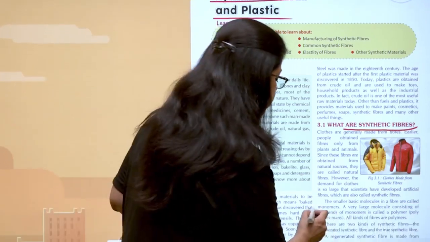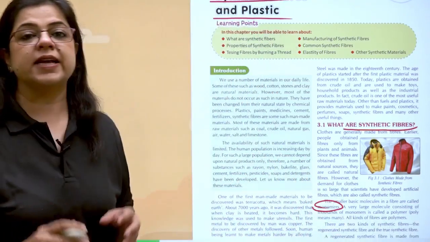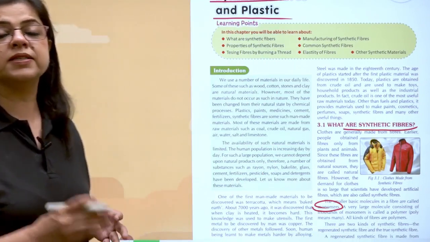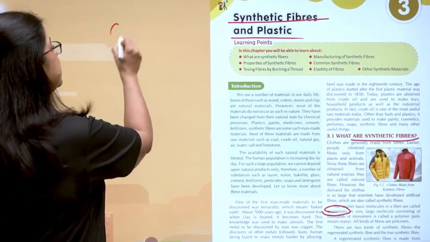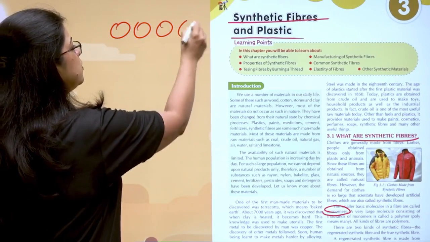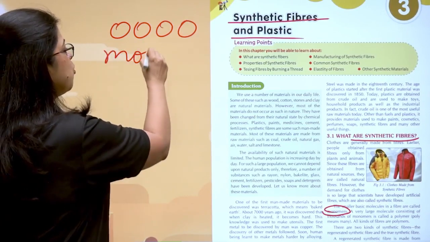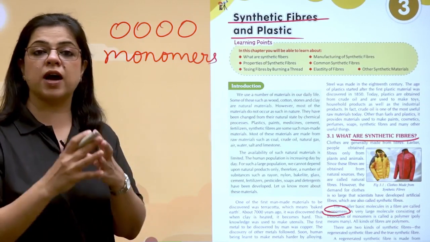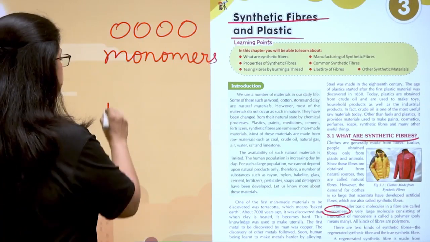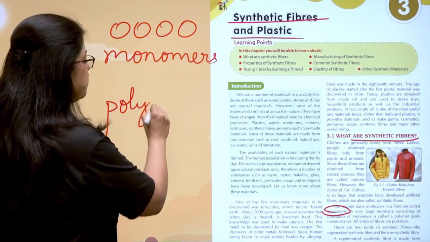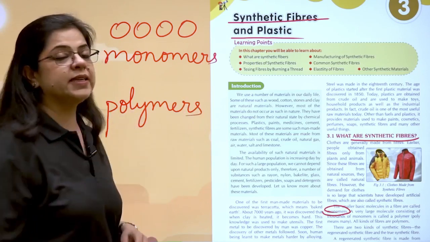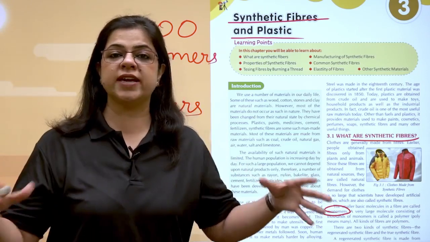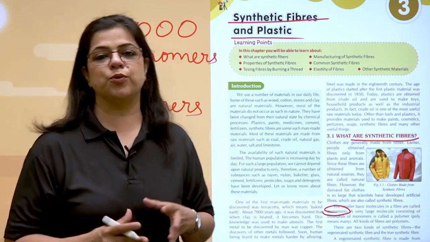Now, the important thing for us to understand is that synthetic fibers are made up of very, very tiny units or molecules which are known as monomers. Now, when many of these monomers are put together, they form polymers. And what are synthetic fibers? Synthetic fibers are the chains of these monomers.